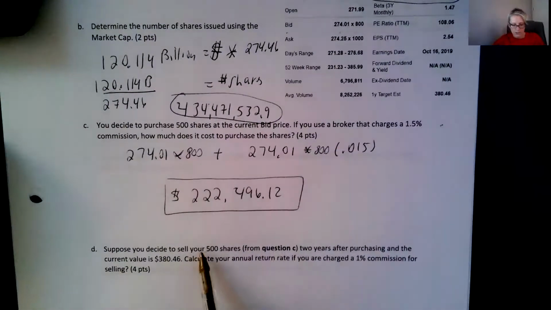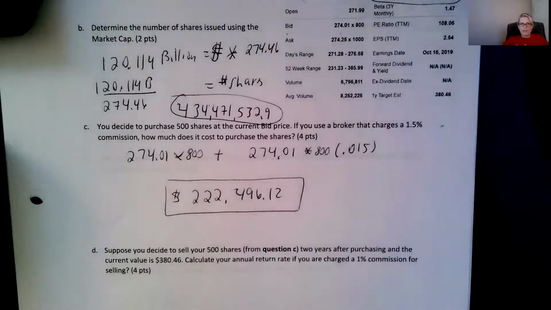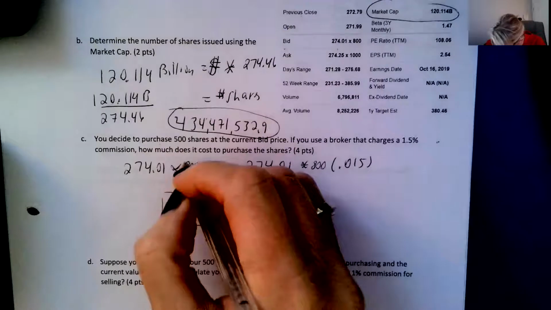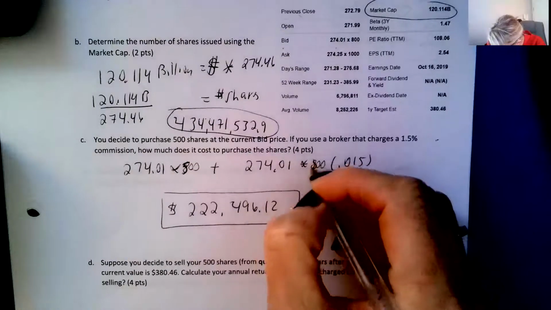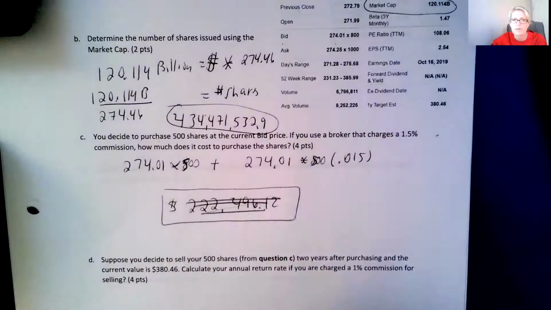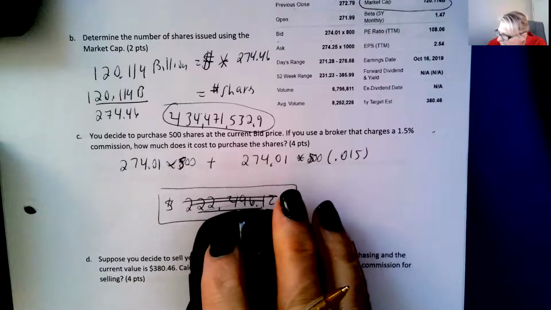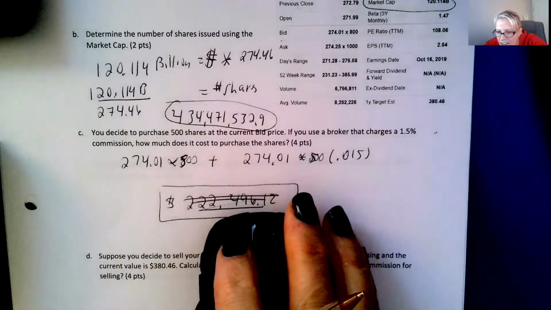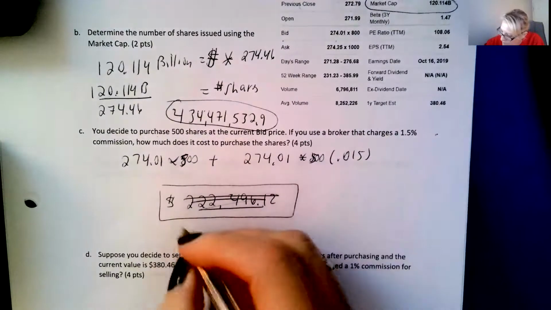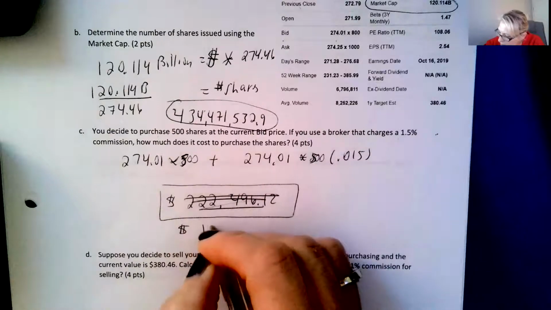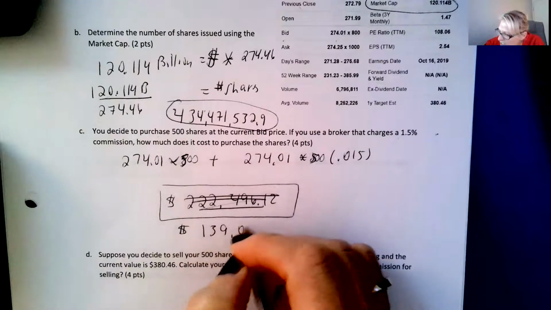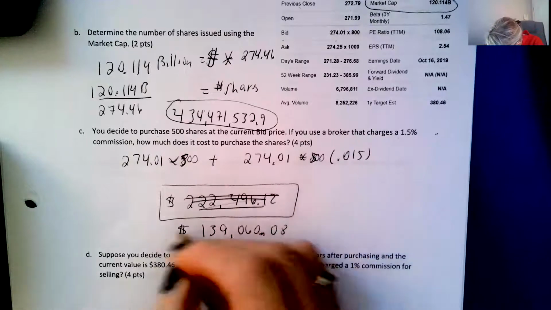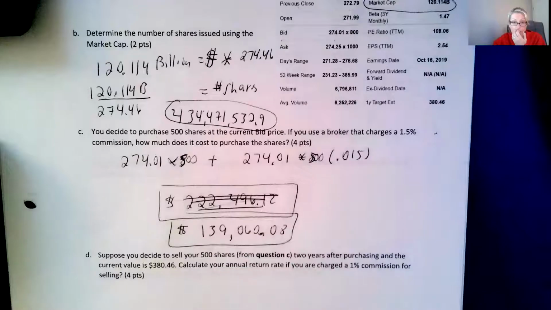Now it says, suppose you decide to sell your 500 shares. Oh, it's supposed to be 500. I goofed up. This should be 500. So it's not going to be that much money. Okay. So it's going to cost me $139,060.08. Still quite a bit of money.